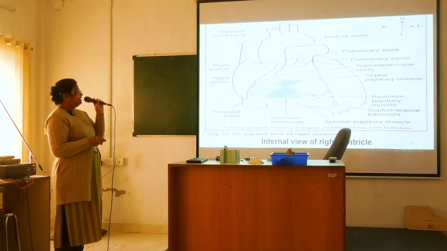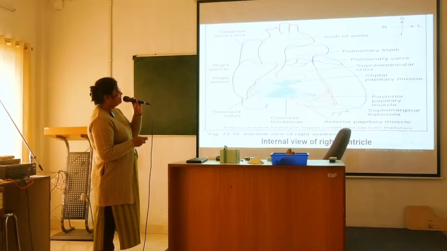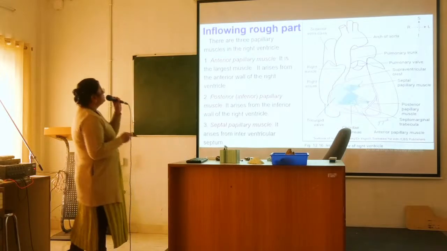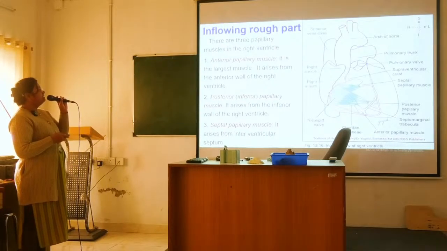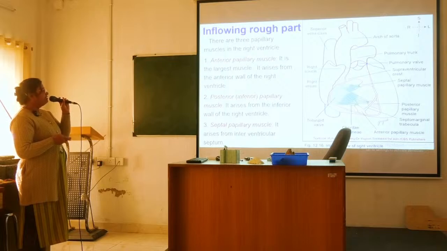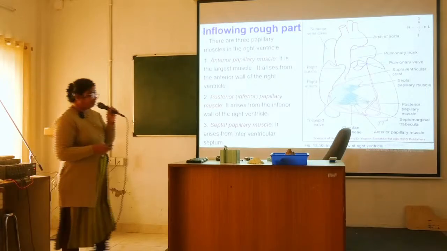Okay, this is anterior papillary muscle, posterior papillary muscle, septal papillary muscle. Here is the chordae tendineae attached along the margin of the valve. Okay, and this is supraventricular crest separating the rough inflowing part from the smooth outflowing part. This is pulmonary valve. So three papillary muscles in the right ventricle. Anterior papillary muscle is largest, arises from anterior wall of right ventricle. Posterior arises from the inferior wall of right ventricle, and septal arises from interventricular septum.